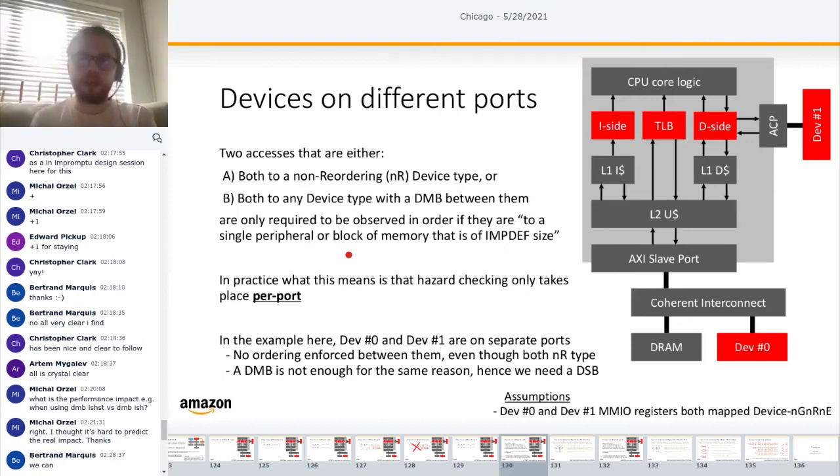So in the example on the slide here, device 0 and device 1 are on separate ports, which means even if they're both NR type, there's no ordering enforced between them. And even if you put a DMB between them, there's no ordering, because a DMB between two device types just makes it pretend as if they're both NR. So it's the same rules, and because it's not good enough for the NR type, it's not going to be good enough here either. And that means I need a DSB instead.